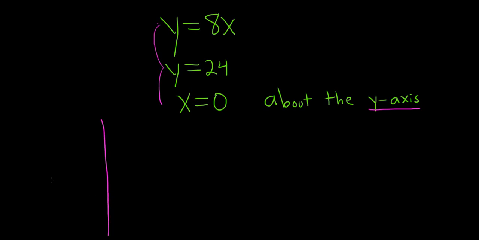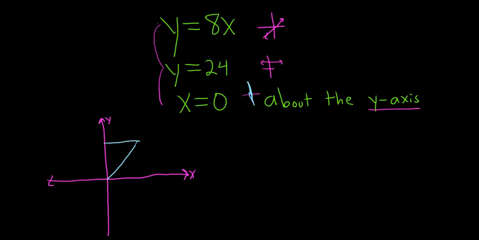So this is our y-axis. This will be our x-axis. So x and y. And y equals 8x by itself looks like this. y equals 24 is simply a horizontal line, looks like this. And x equals 0 is a vertical line, looks something like this. So putting all this together, our graph should look roughly something like this. Here is 8x, here is 24, and here is x equals 0. And we're rotating this about the y-axis.